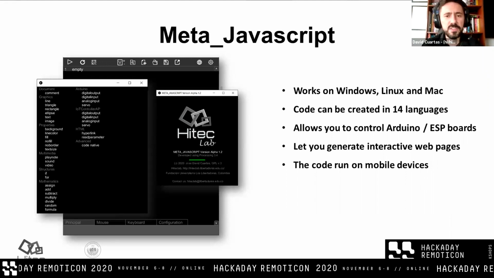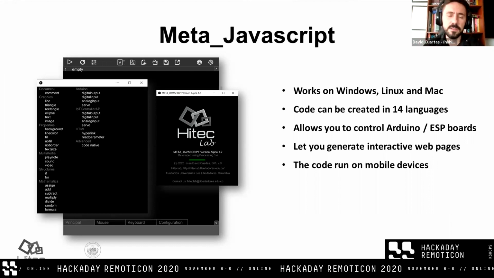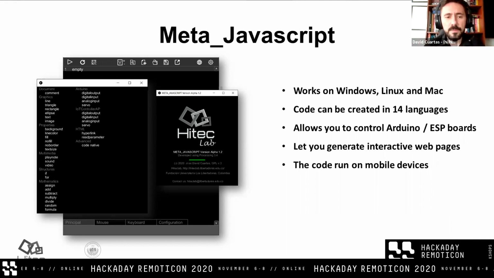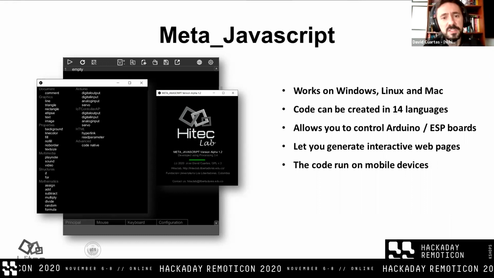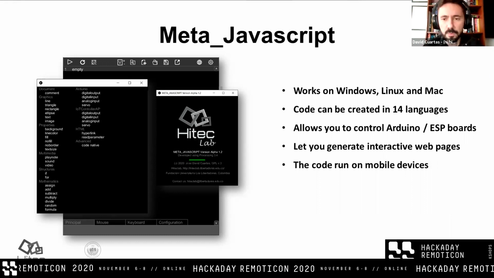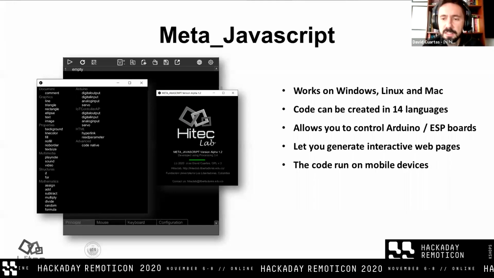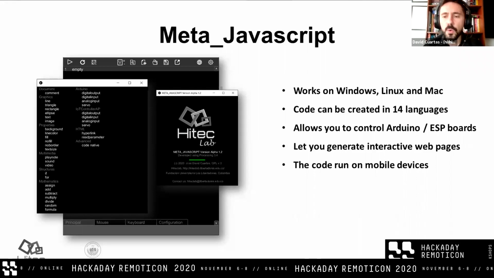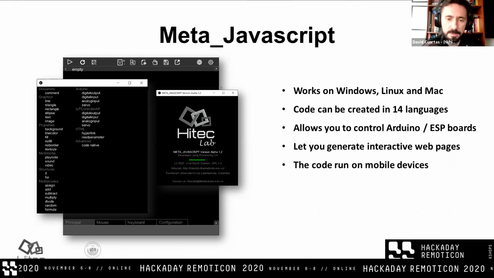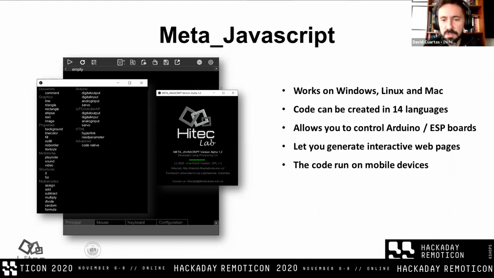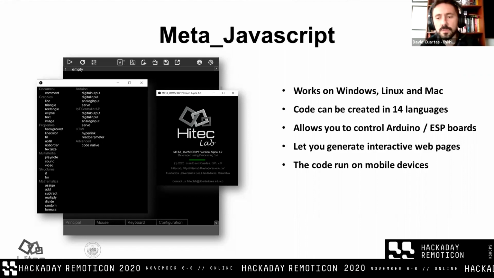On the other hand, Meta JavaScript is a fork from Meta Processing, and as its name says, it is focused on the development of interactive web pages using the JavaScript language. It also works on Windows, Linux, and Mac, and you can create the code also in 14 different languages. And the plus of Meta JavaScript is that it lets you run the code also on your mobile device.